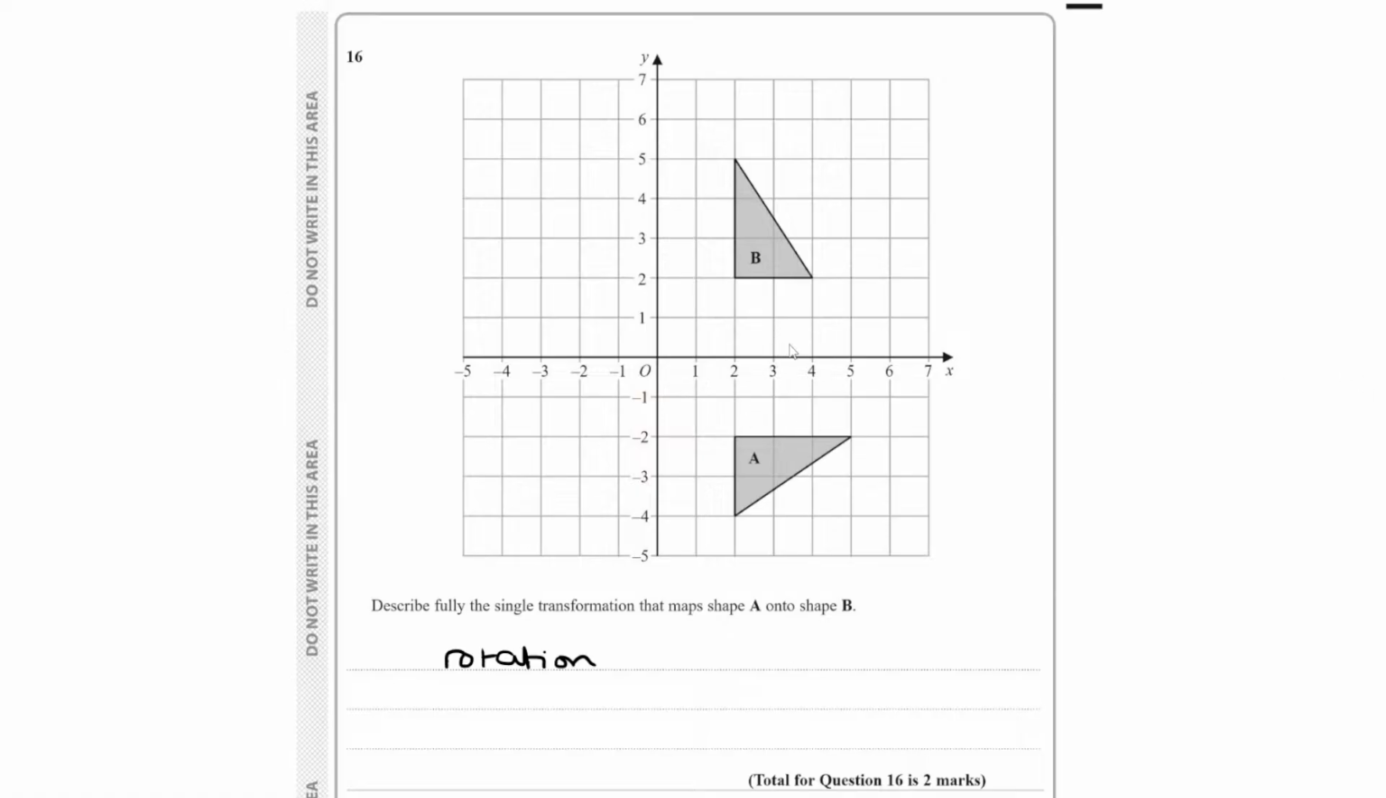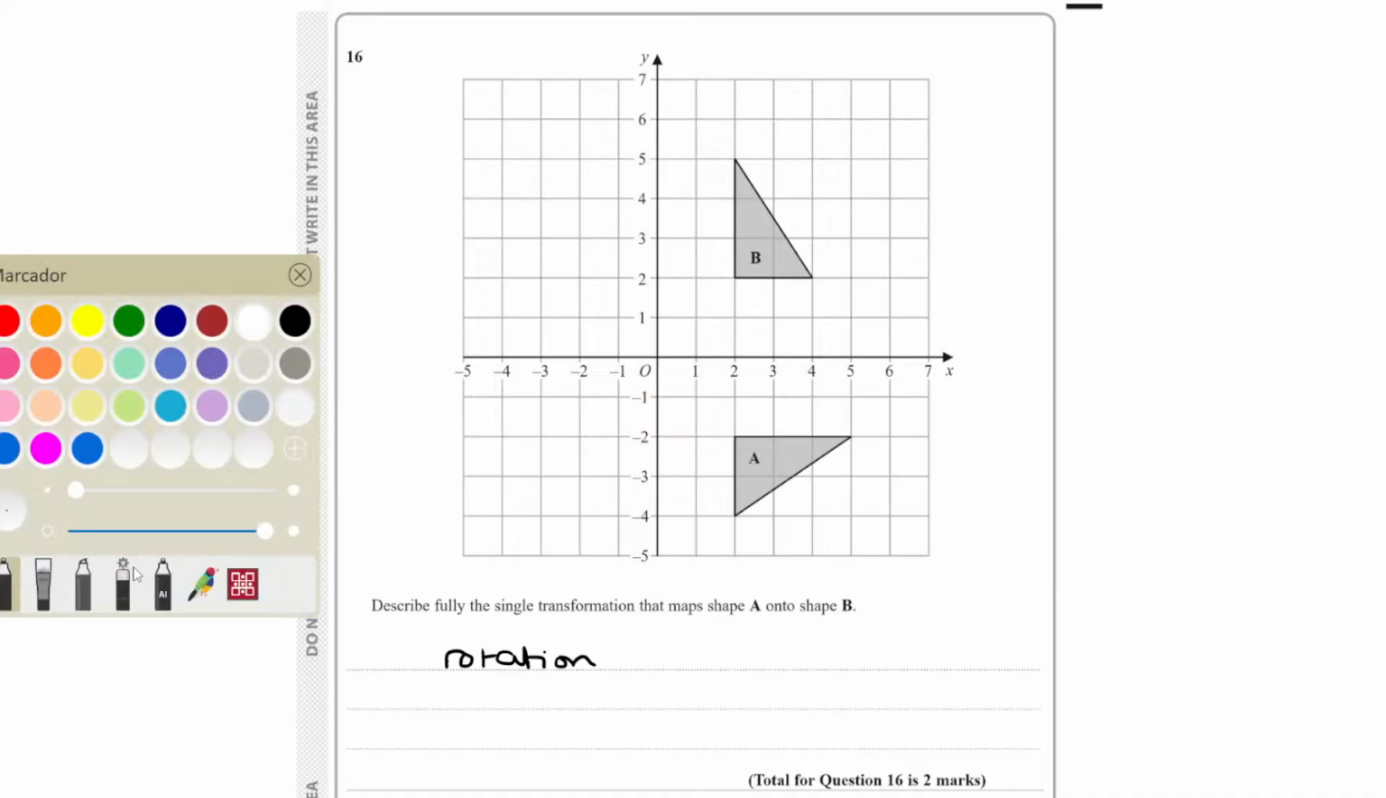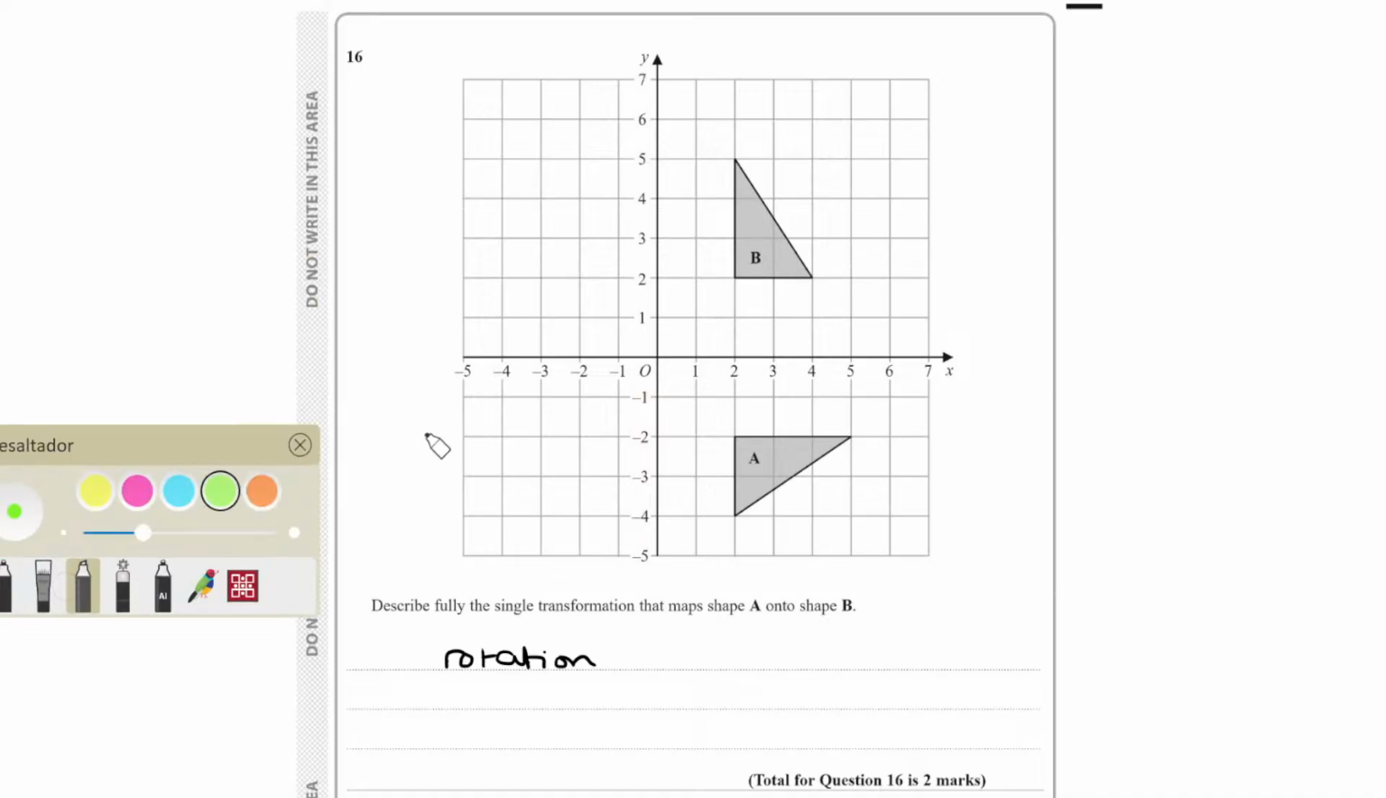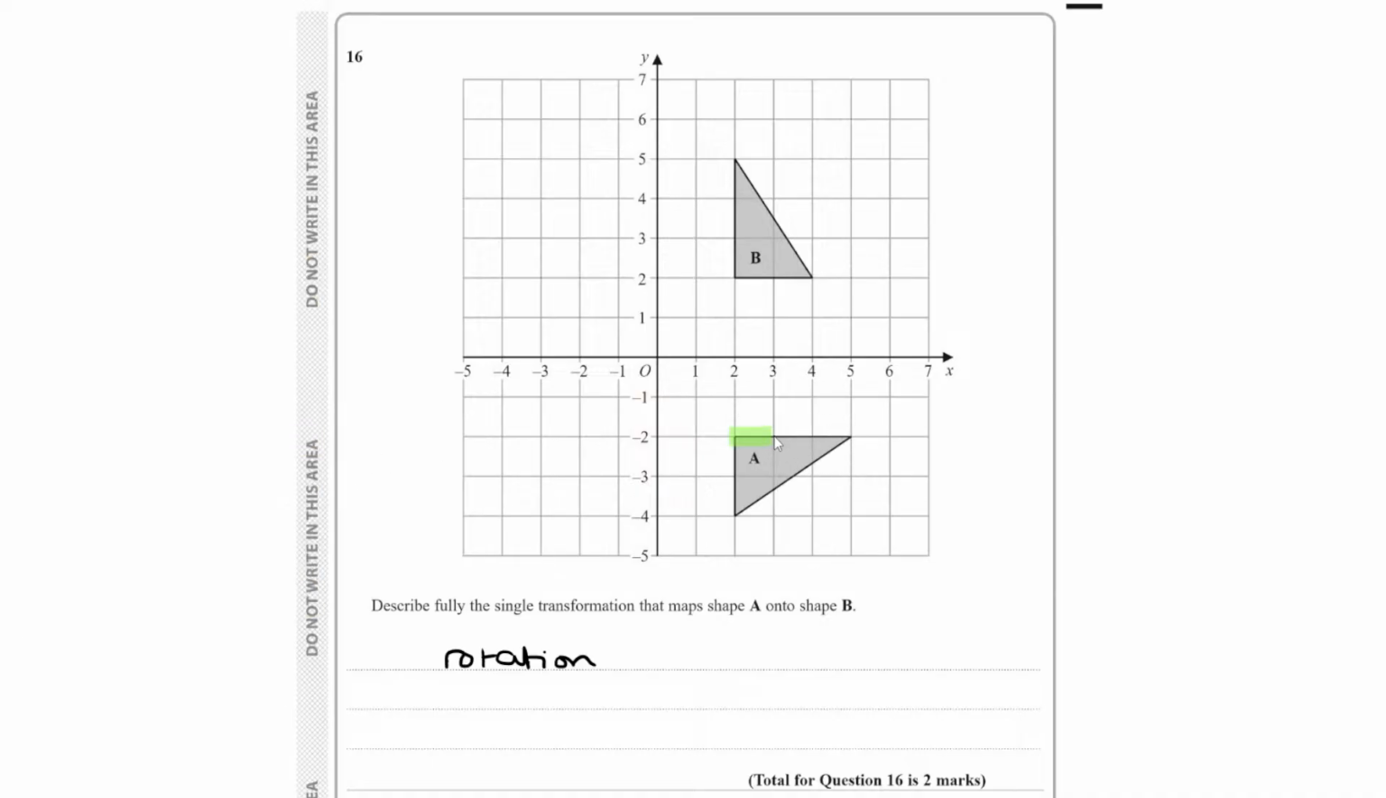Now, you should be able to get tracing paper in your exam, so you can always use that to figure it out if you want. But the way that I've just looked at it is I'll look at one of the sides of the triangles. Let me go highlighter. Let's say I look at this side, and then I match it on B. Do you see how that would be this side here?